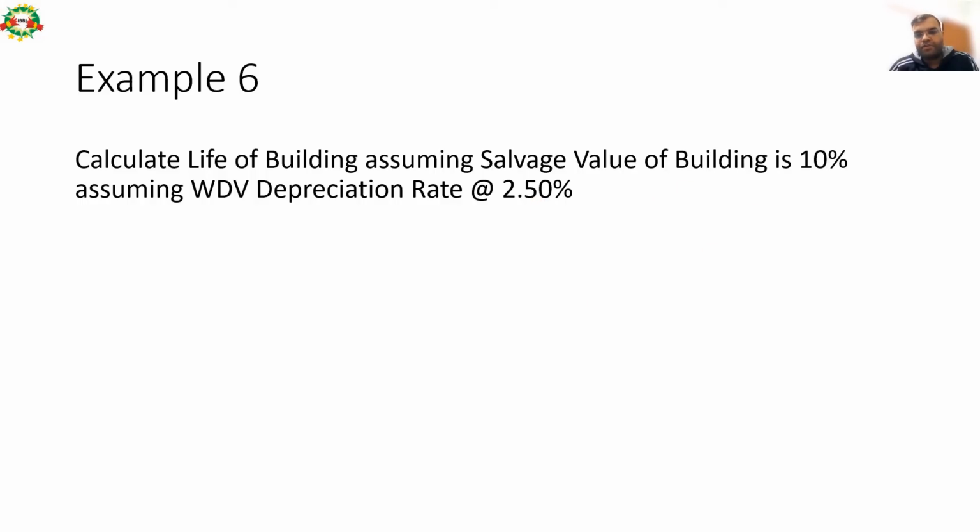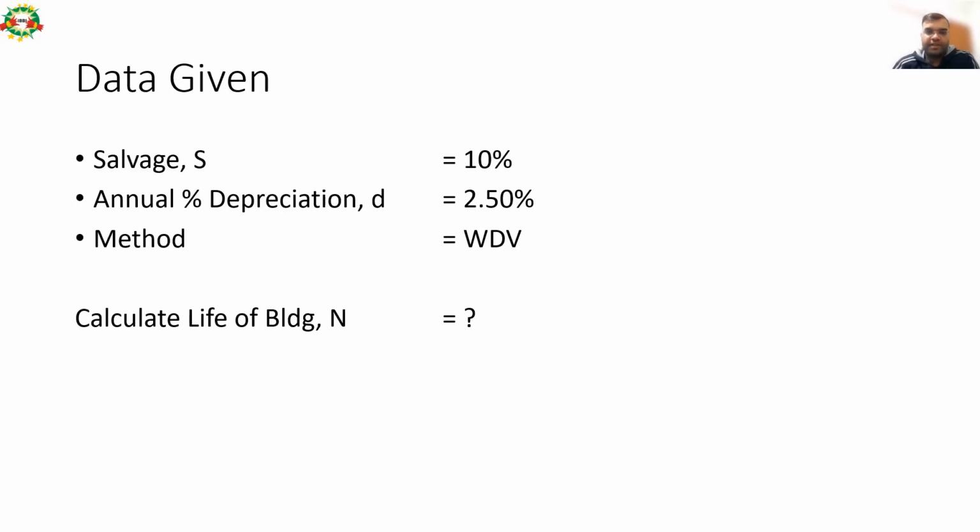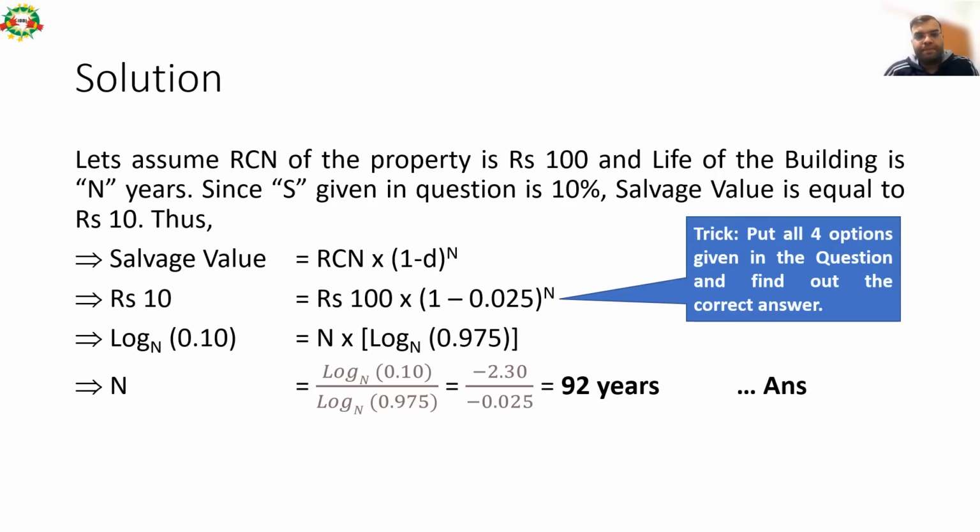Next question: calculate the life of the building assuming the salvage value of the building is 10% and assuming a WDV depreciation rate at 2.5%. Here salvage value is given, and the WDV method is given, and the percentage is also given. So the salvage is 10%, the annual depreciation given in the question is 2.5%, and it is also mentioned that we have to follow the WDV method. So we have to calculate the life of the building, which is equal to N.